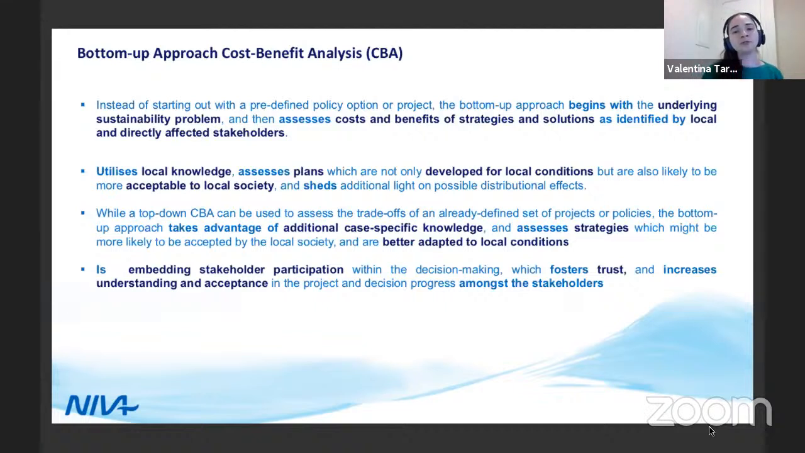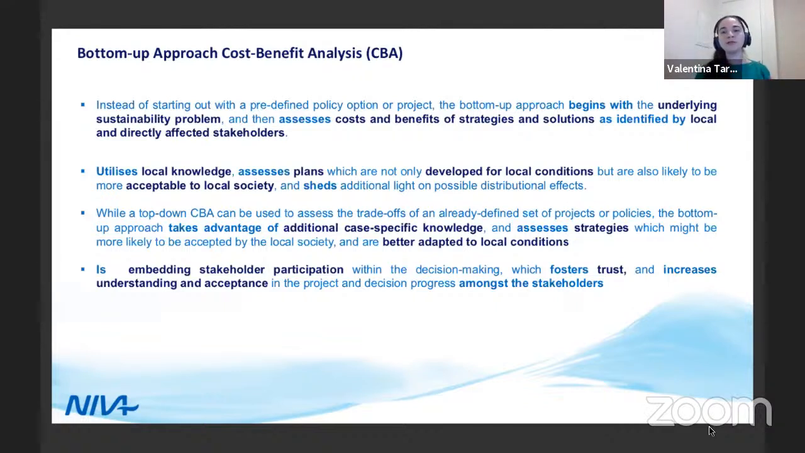2-3 years ago, a new version of cost-benefit analysis emerged in the sustainability literature, that is the bottom-up approach. Cost-benefit analysis is usually applied in a top-down approach, in the sense that the decision-making body first decides on which policies or projects are to be considered, and then applies a set of uniform criteria to identify and value the relevant cost and benefit flows.